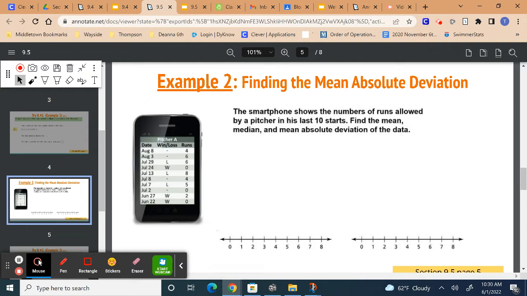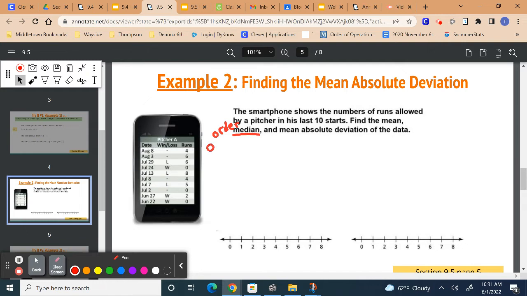So we're not only finding the mean absolute deviation, we're finding the mean, which we'll be finding anyway, and then we're finding the median. So no matter what, for median, we have to order the data. So we might as well just order it. All right, so we're going to order the data first.